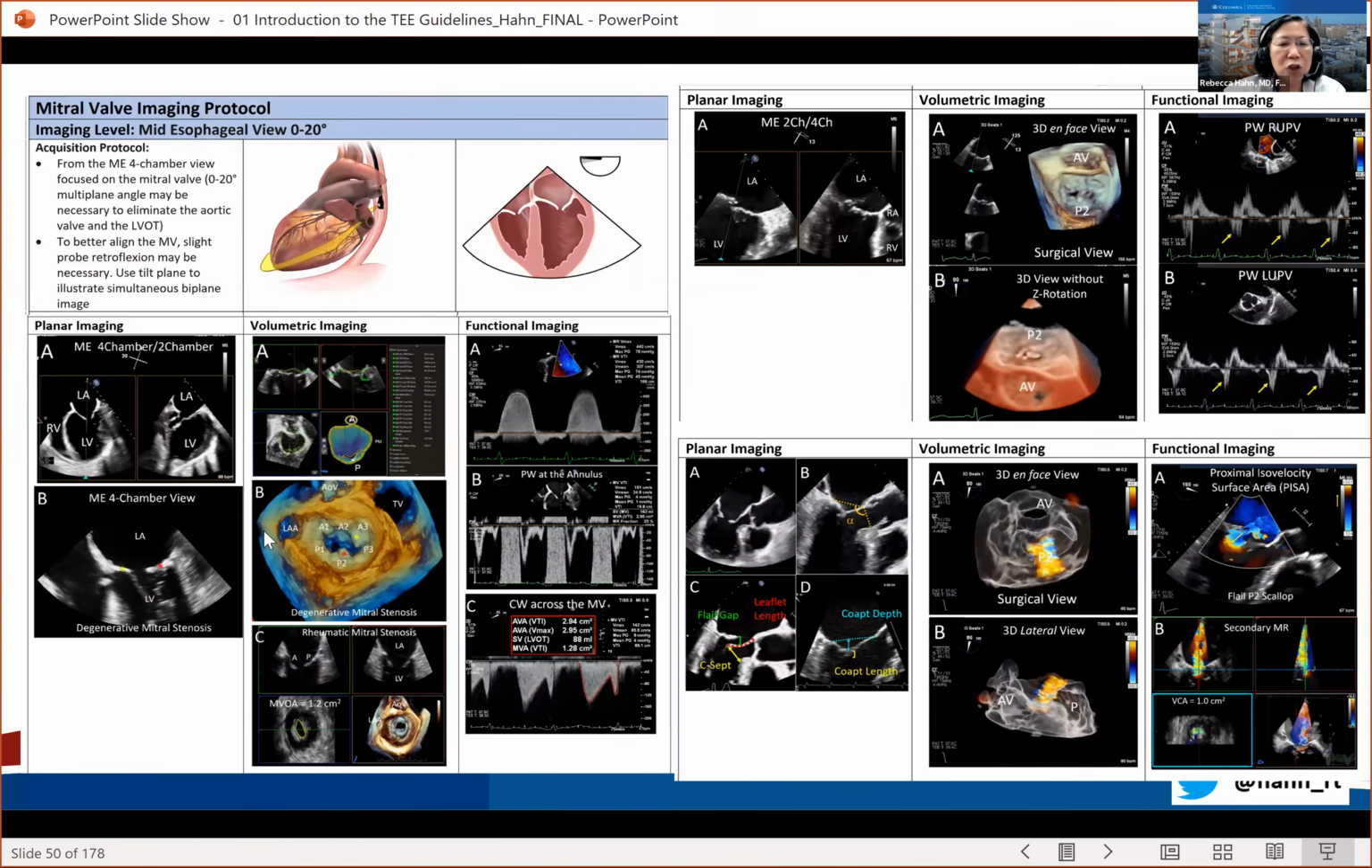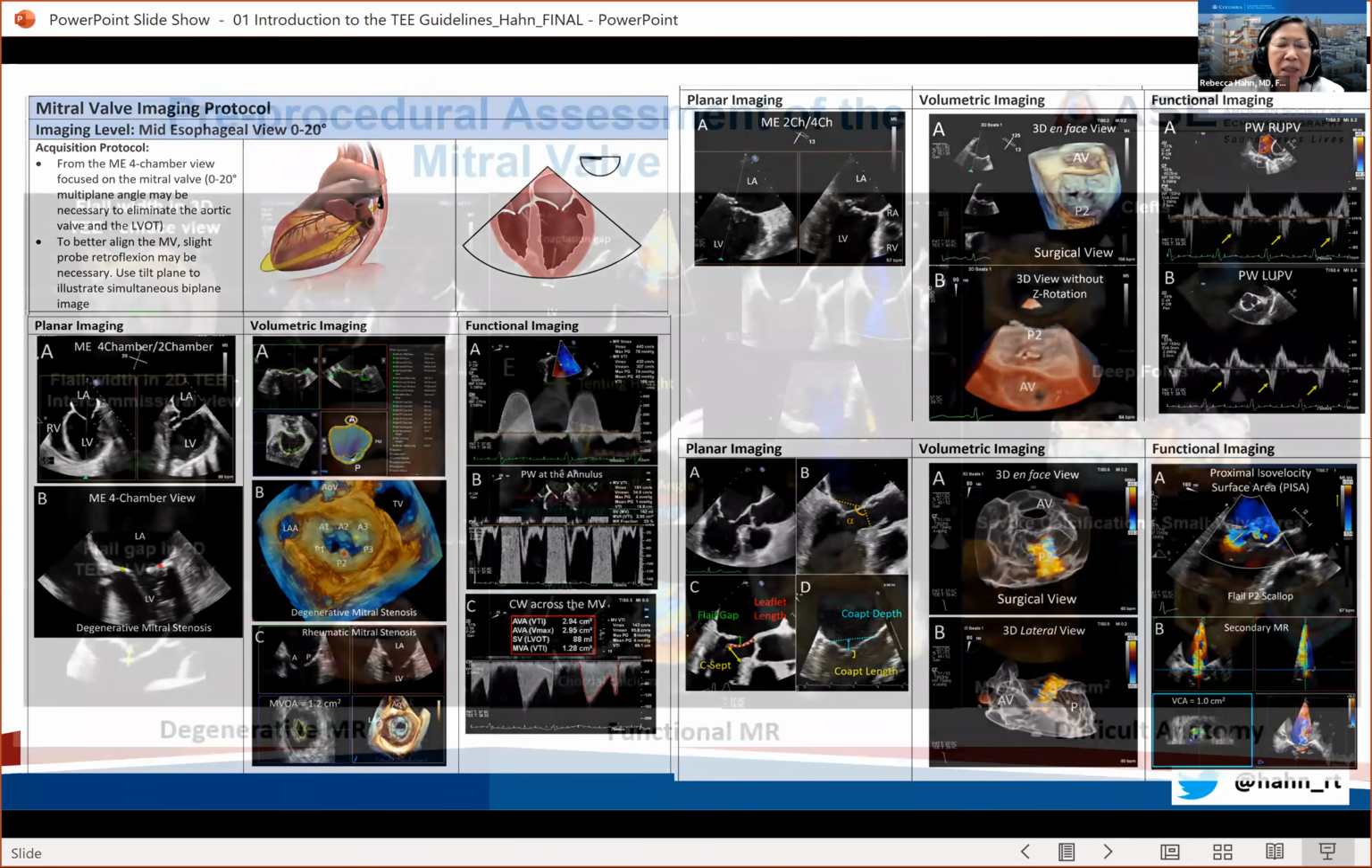Now, the midesophageal views. This is one of those tables that we've given you, looking at all the images that could be acquired and should be acquired from the apical view. And this happens to be from the apical 4-chamber view. But then we move on to the other imaging planes, both a commissural view and then the long axis view, to show you what's possible.